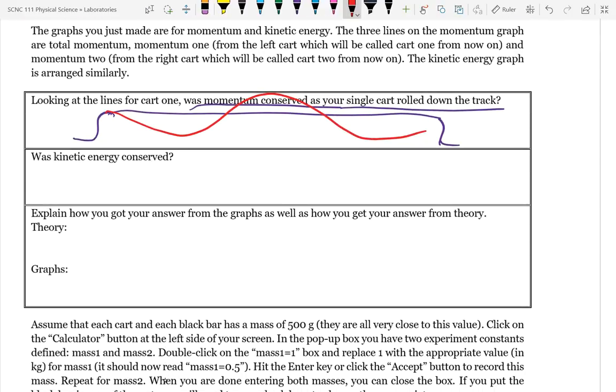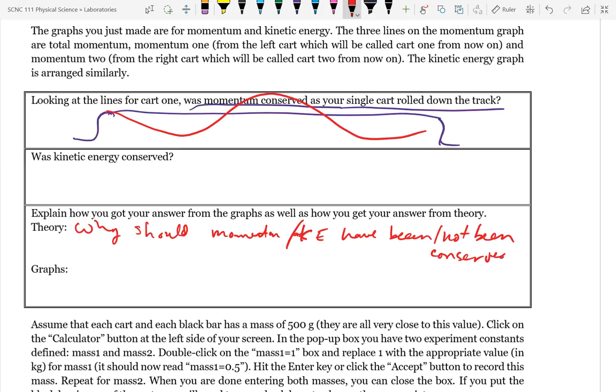And then here you're going to explain, in theory, why should momentum or kinetic energy be conserved or not conserved? And then from the graphs, how you determine from the graph if it was actually conserved or not.